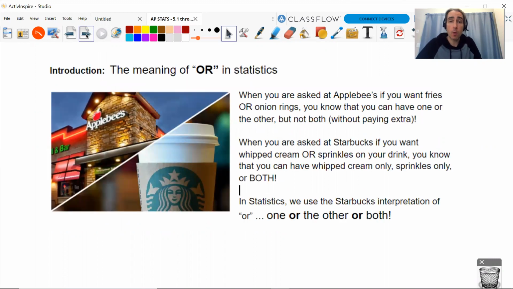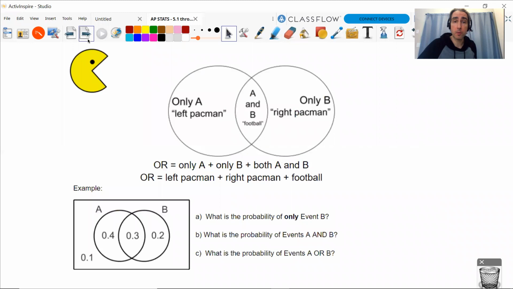For starters, let's talk about the word "or." When you think of the word "or," you mean this or the other. Like, for instance, if you're at Applebee's and you want fries or onion rings, you can't just get both of them, right? You're going to have one or the other unless you want to pay for both. At Starbucks, if you're offered whipped cream or sprinkles, you can probably get both of them for the same price. It's just usually they offer that kind of stuff on their specialty drinks without charging extra. I don't know. But in statistics, we use the Starbucks version. So "or" in our case means this or that or both. So think about that as we go through our definition.